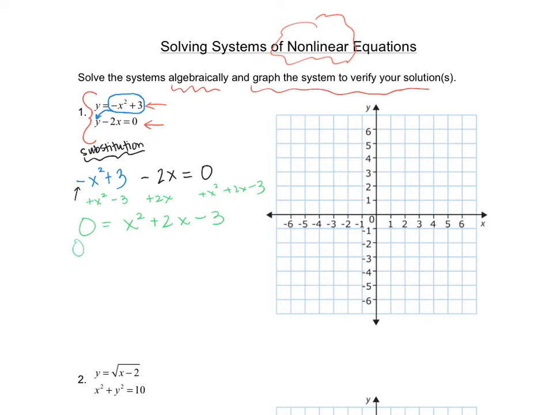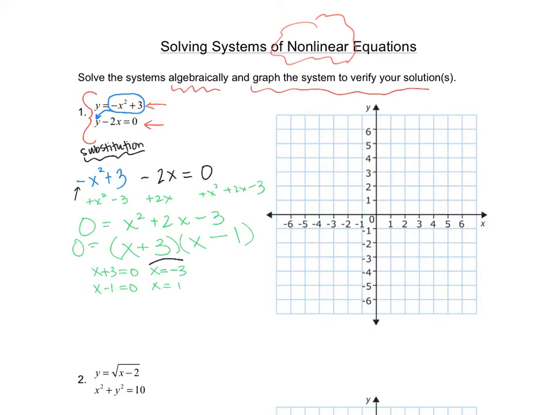I'll try factoring. So we have x times x makes x squared. If I put a 3 and a 1, that makes 3, but I need negative 3, but I have to add to a positive 2. So a positive 3 and negative 1 will work. So this means that either x plus 3 is 0, so x is negative 3, or I have x minus 1 is 0, so then x is equal to positive 1. So those are my x values, but I need to find the corresponding y value.